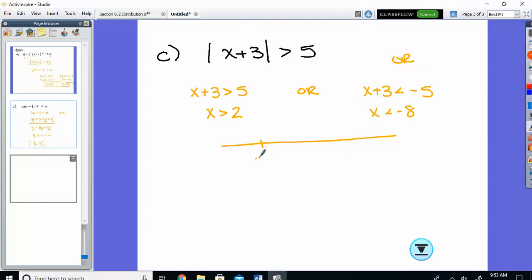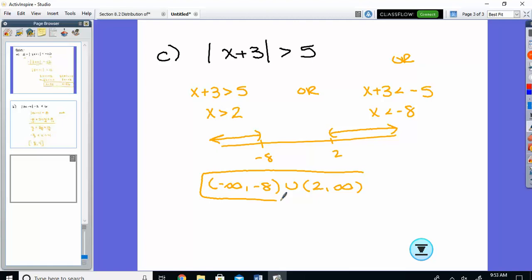If you struggle on writing these inequalities, you could always draw yourself a picture. Greater than 2 looks like this. Less than -8 looks like this. On these, or we always got 2 separate pieces. So this would be coming from negative infinity and stopping at -8. It didn't have an equal to, so parenthesis. Union, this one starts at 2 and goes to infinity. Is that okay with everybody?